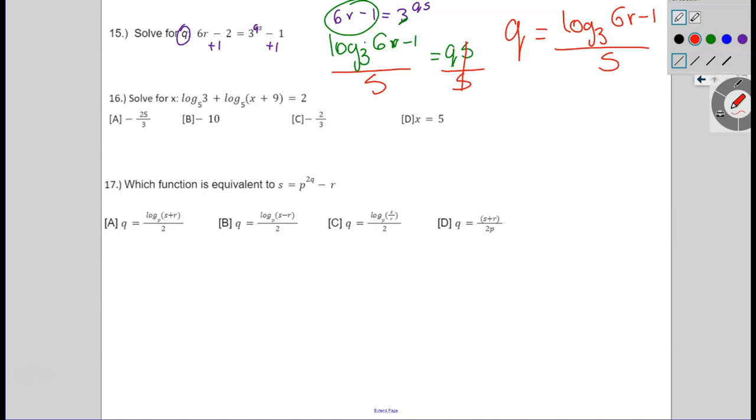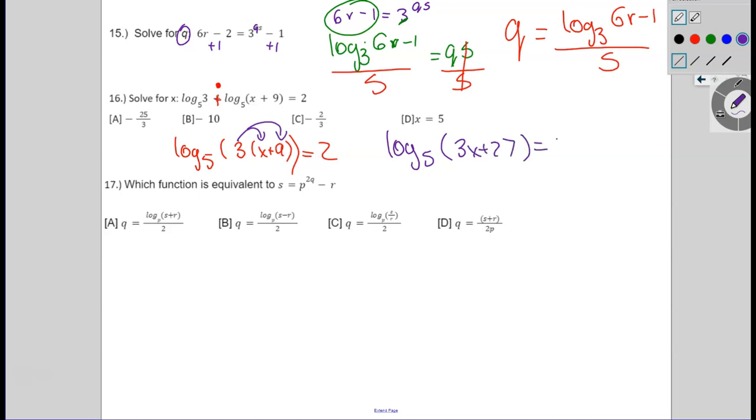All right, so here we can combine the logs, but again, we don't have another log on another side to cancel out. So let's just combine the two. Remember, when you're adding them, you're multiplying. So that means this is a log base 5 of 3 times x plus 9 will equal 2. Now, of course, since I don't have another log on the other side, I cannot cancel those logs out. But what I can do is distribute the 3. So log base 5 of 3x plus 27 will equal 2.